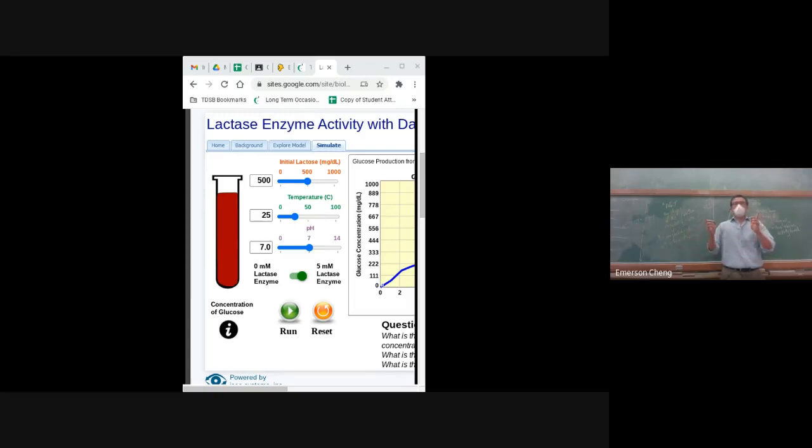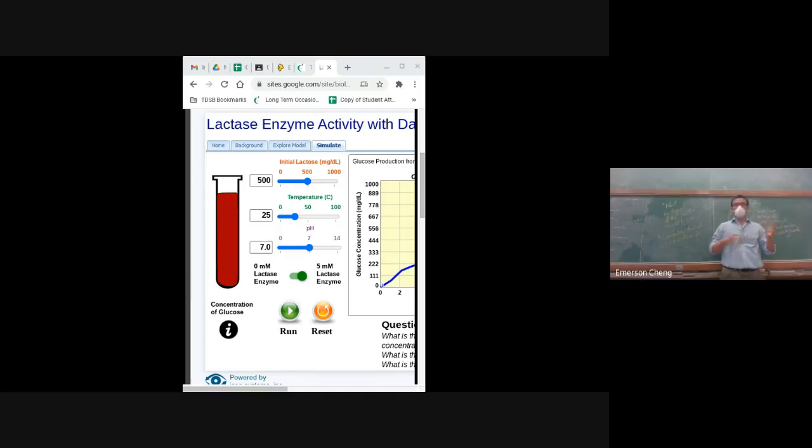If we ever get to PCR, that is the enzyme that we're talking about. Some enzymes, for example, pepsin. Pepsin is an enzyme that breaks down proteins in your stomach. Your stomach acid is roughly pH 1, so pepsin's optimal pH would be a lot lower, like 1.